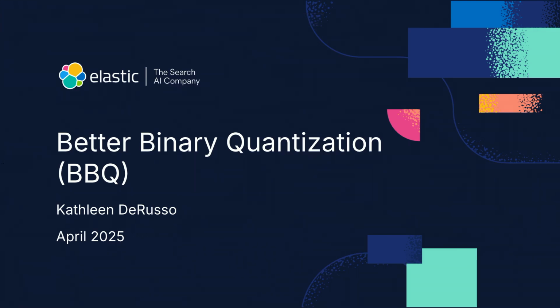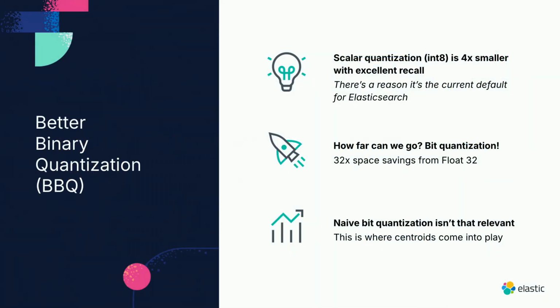All right, thank you. Can you hear me? So I'm here to talk about better binary quantization, or as we call it at Elasticsearch, BBQ. We are probably all familiar with quantization, and I don't have enough time to get into it. If you don't know, come find us at the dinner and we'll talk all about it. But we currently have scalar quantization at int8, which is 4x smaller with excellent recall as the default in Elasticsearch. But we can do better.